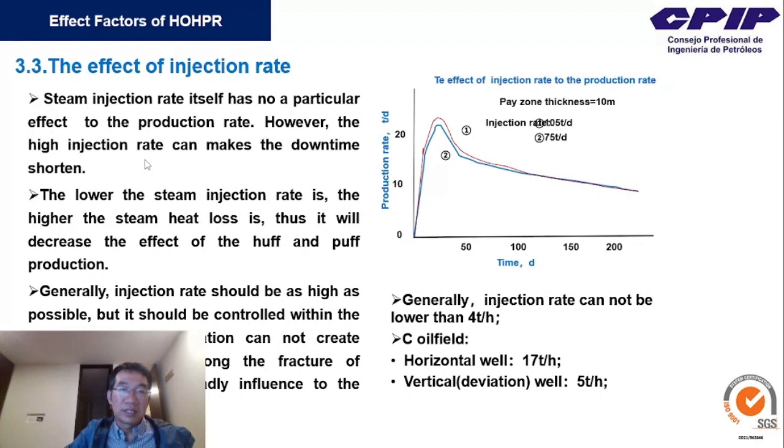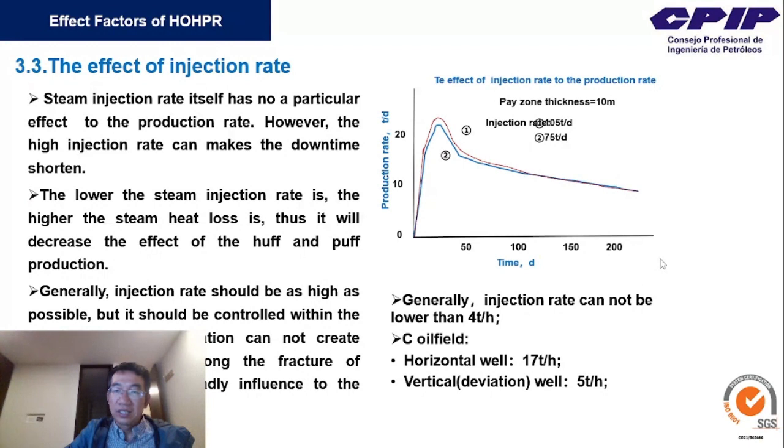The lower the steam injection rate is, the higher the steam heat loss is. Thus it will decrease the effect of the huff and puff production. Generally, the injection rate should be as high as possible, but it should be controlled within the range where the formation cannot create steam breakthrough along the fractures of the formation. It will badly influence the production.